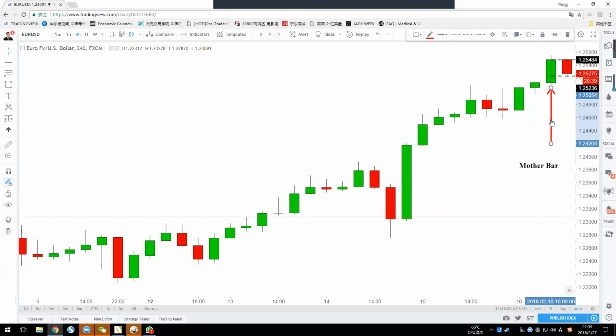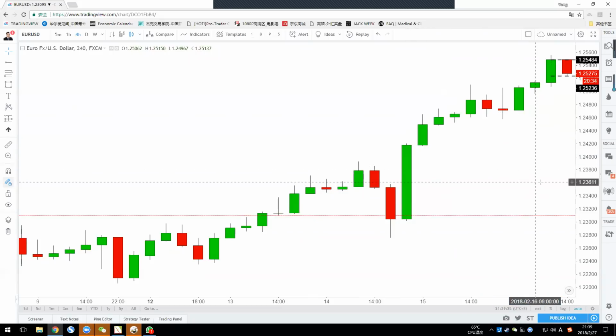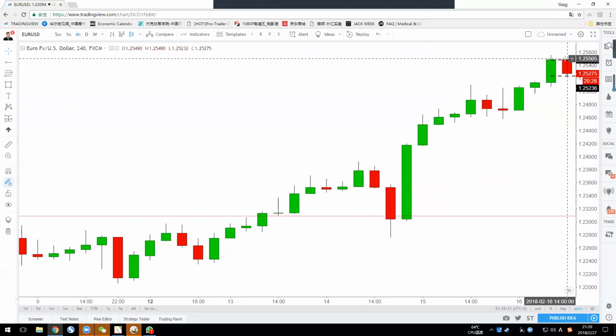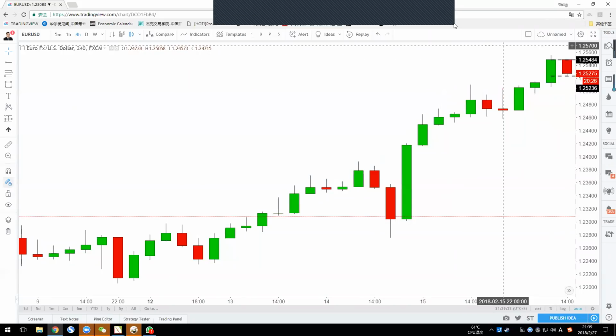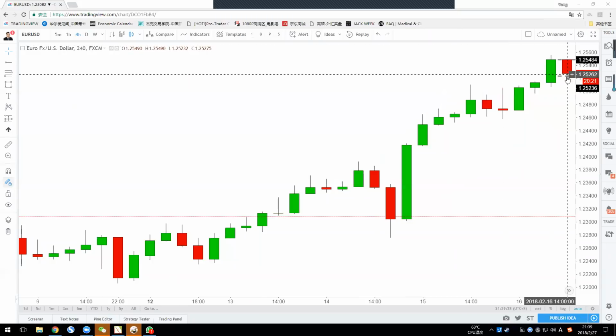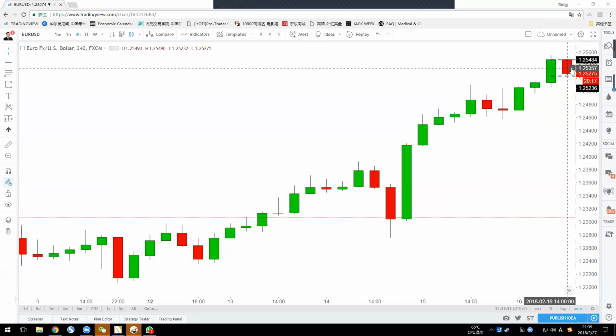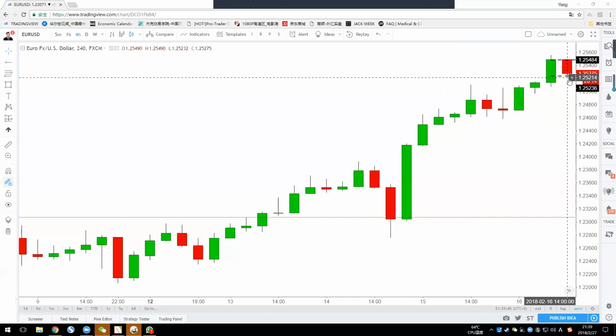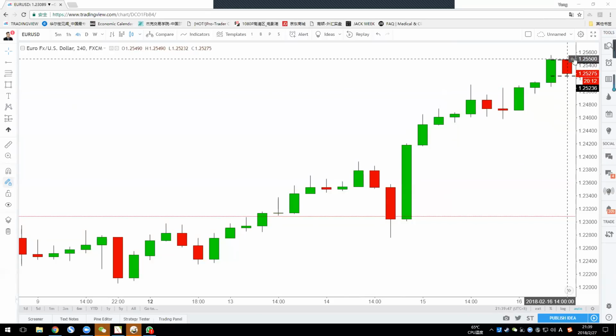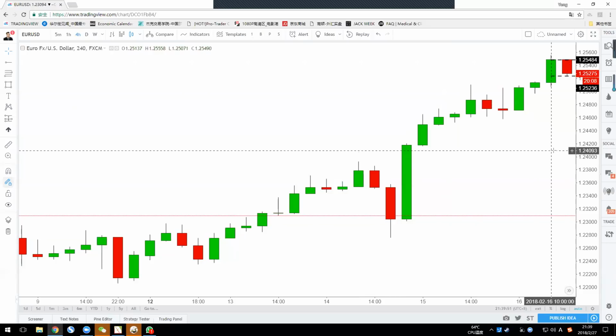If the euro goes up by breaking 1.25484, what do you do? If the next candle breaks up the highs of the inside bar, yes, you should buy. Put your stop loss below the inside bar's low. If the price breaks down the lowest point, you should sell and put your stop loss above the highest point of the inside bar. Okay, and boom.